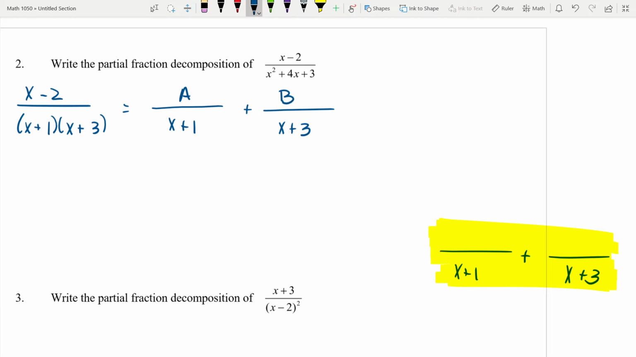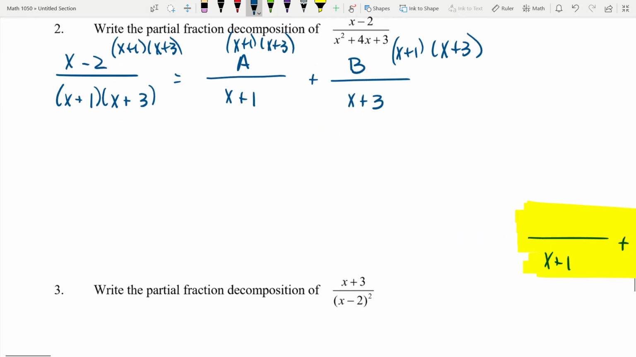Now what I'm going to do is multiply all 3 of those terms by x plus 1 times x plus 3. Some people do not take the time to write x plus 1 times x plus 3 times, and it makes them miss the problem. You know that there's not going to be a lot of partial credit on this final, so you've got to be careful.